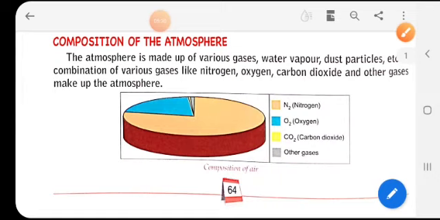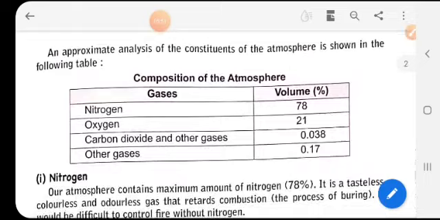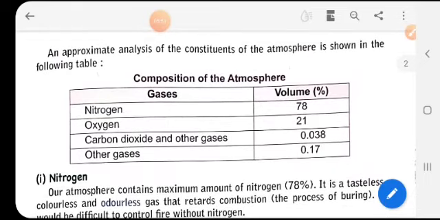So the atmosphere is made up of various gases, water vapor, dust particles, etc. Various gases like nitrogen, oxygen, carbon dioxide, and other gases make up the atmosphere. So these are the gases. Even water vapor and dust particles also comprise the components of the atmosphere. An approximate analysis of the constituents of the atmosphere is shown in the following table.